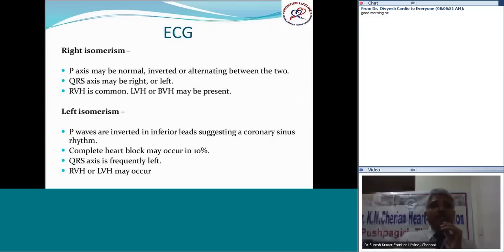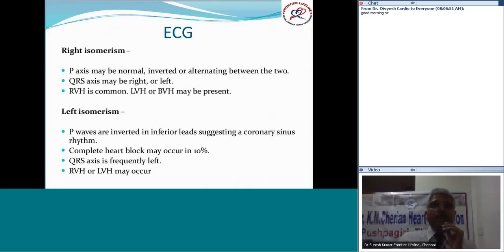If we look at the ECG, in right isomerism, the P axis may be normal, it may be inverted, or it may be alternating between the two because there are commonly two sinus nodes, one on the right side, one on the left side. And the rhythm could alternate between the two, giving you the appearance of atrial solitus in one ECG and atrial inversion in an ECG taken on another occasion. RVH is common. LVH or biventricular hypertrophy may also be present. But the QRS axis may be either right or left. It's more often in the right upper quadrant.